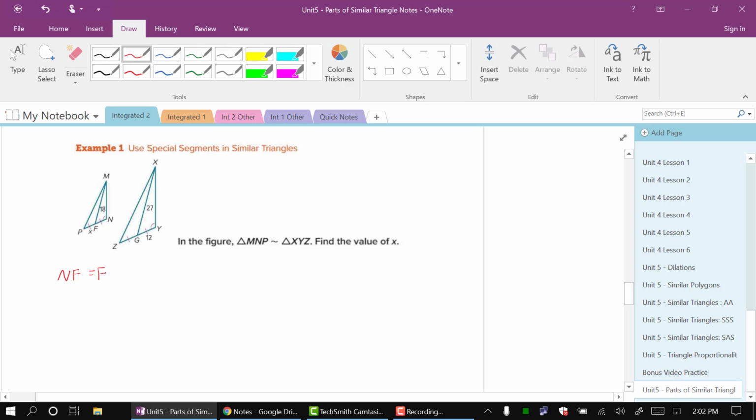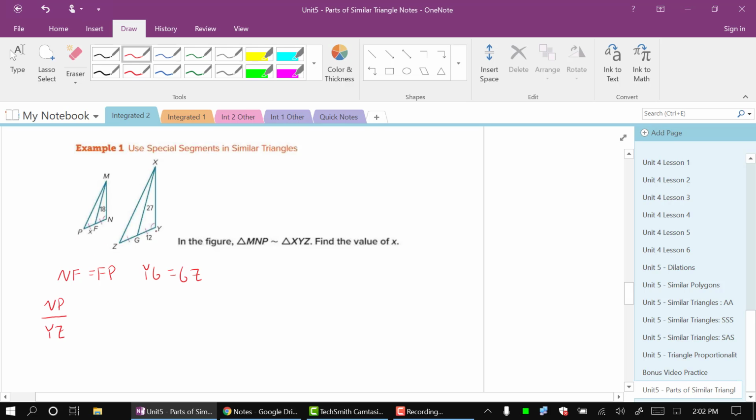equals FP. This makes it so they're equal. And we also know that YG equals GZ. So we're going to use this to set up our proportion. So NP over YZ.